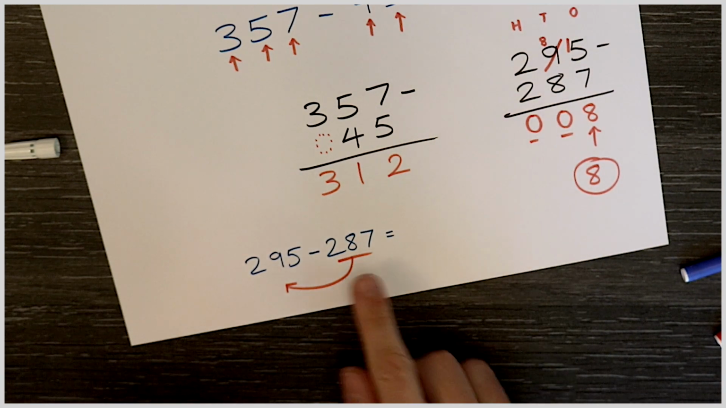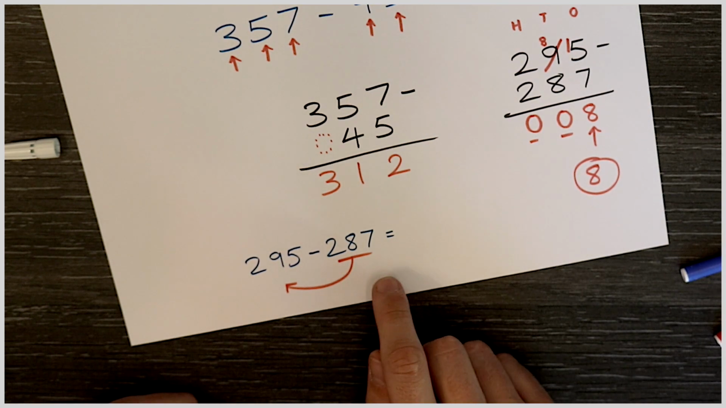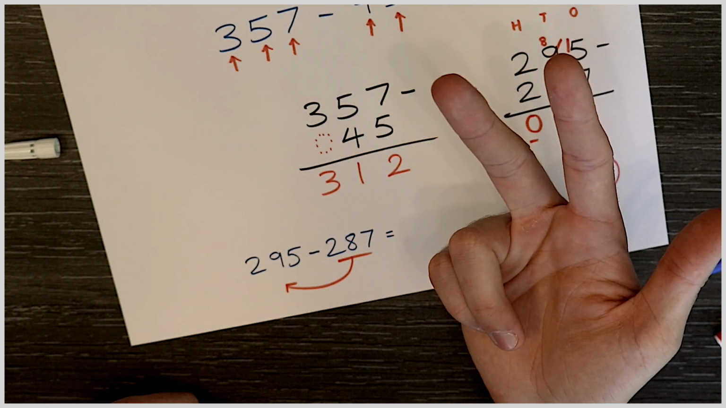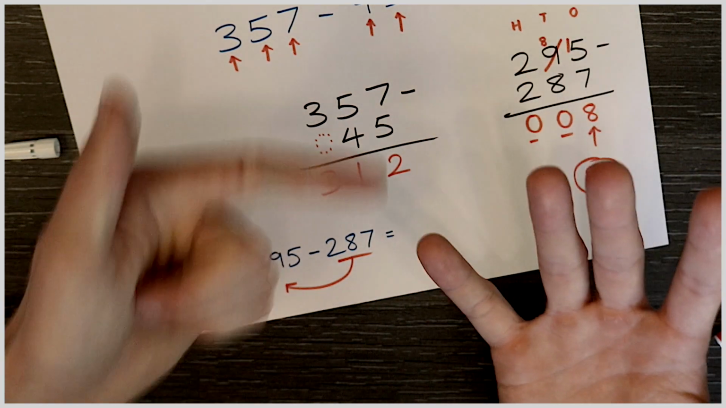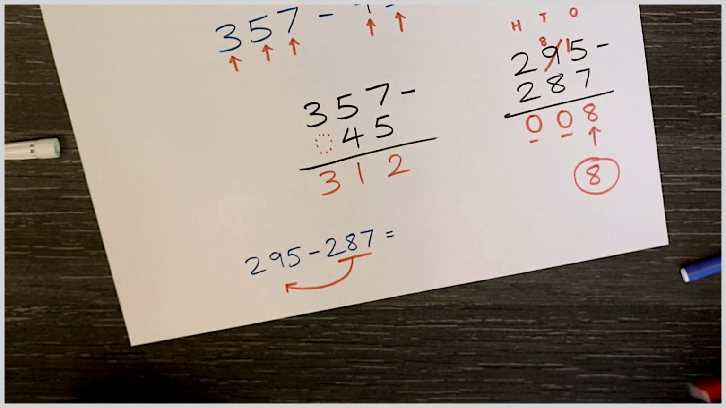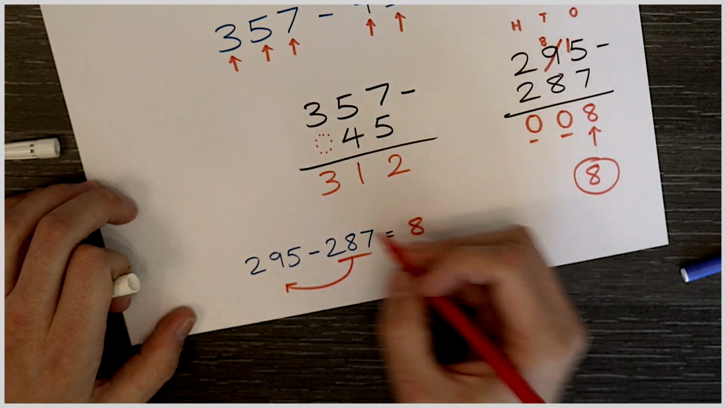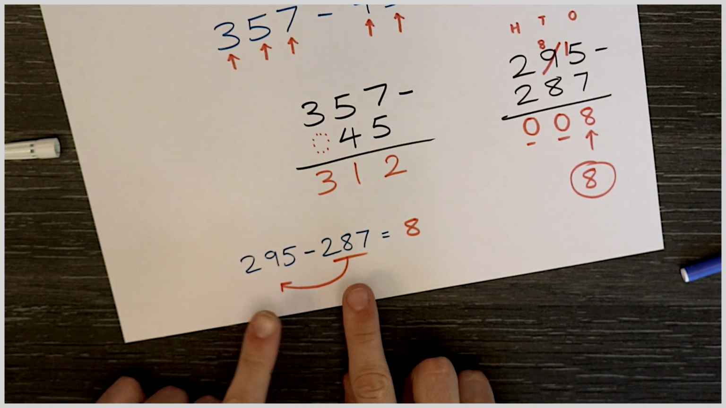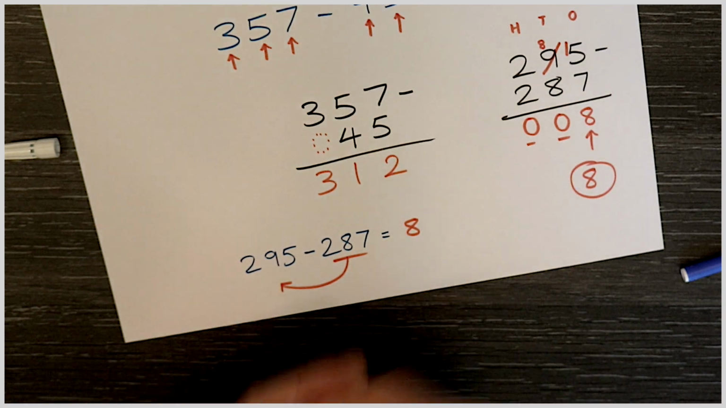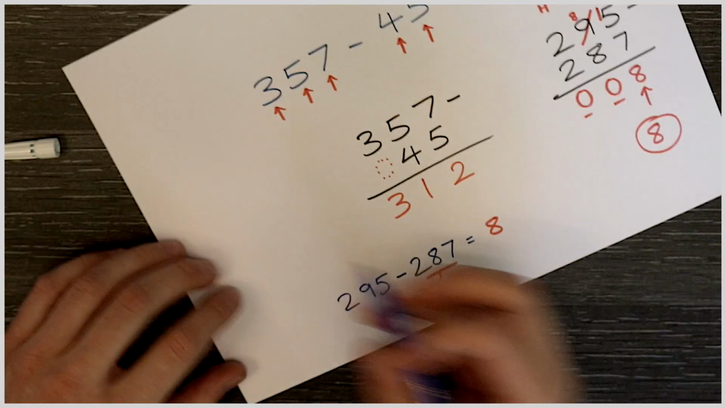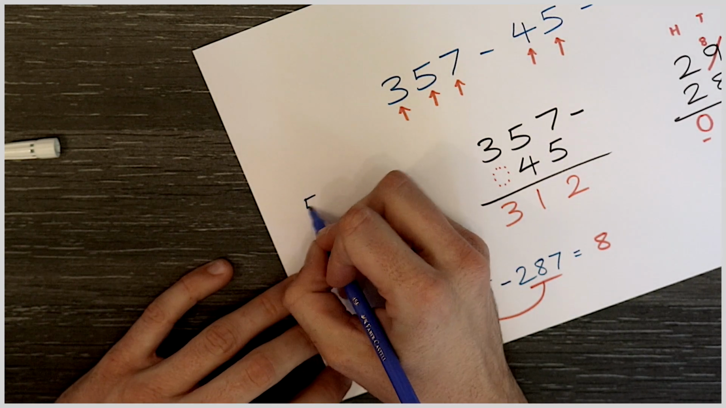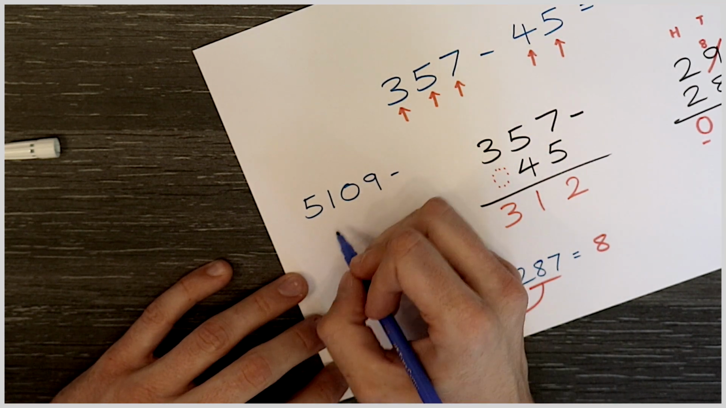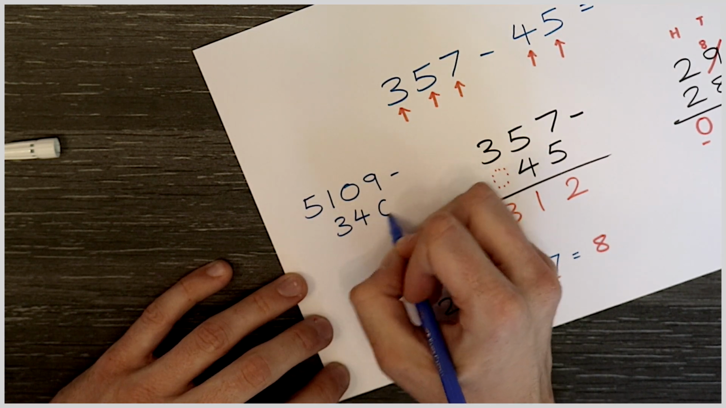If you're not sure, you can practice by counting up. So we've got 287, 288, 289, 290, 291, 292, 293, 294, 295. And you get 8. And there's your answer by counting up, using the inverse. That only is a good idea if you have numbers that are close together. If you have a really big number and a really small number, let's do one more example. Let's do 5,109, and you want to take away, I don't know, 340.